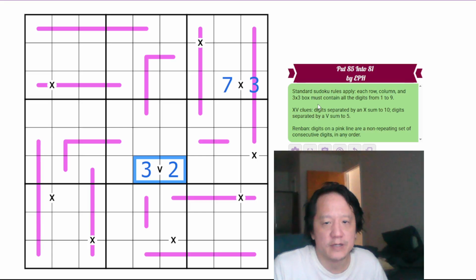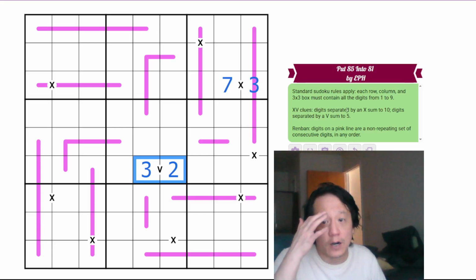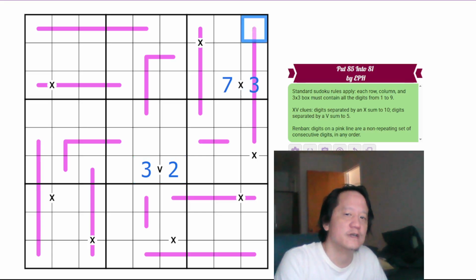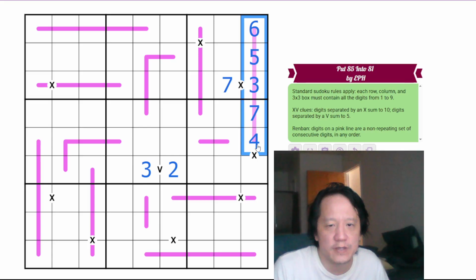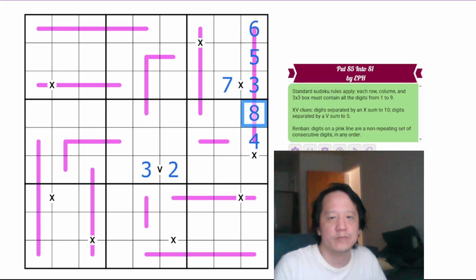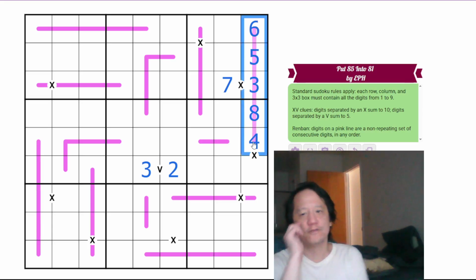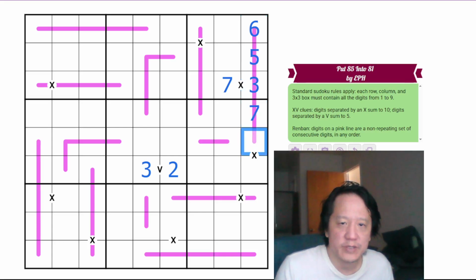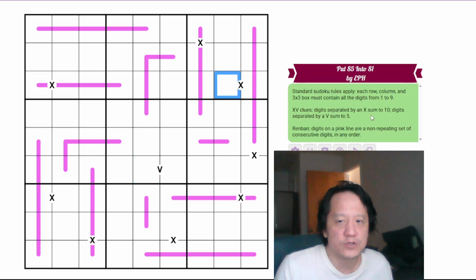And we have renbands, where digits on a pink line are a non-repeating set of consecutive digits in any order. So say we had 3 there, we could have, say, 6, 5, 7, and 4 here, and that would be valid because these would form a non-repeating set of consecutive digits. What you could not have, though, is something like 8 here, because 3, 4, 5, 6, 8 does not form a set of consecutive digits. So those are all the rules.